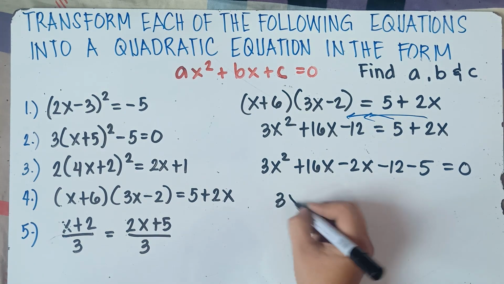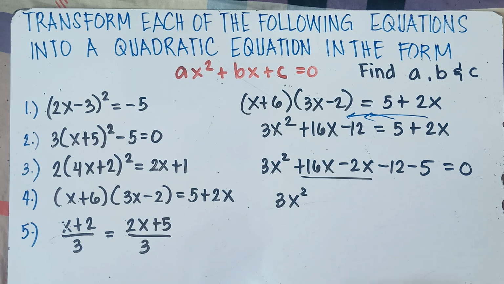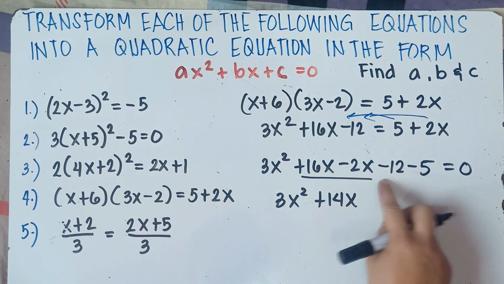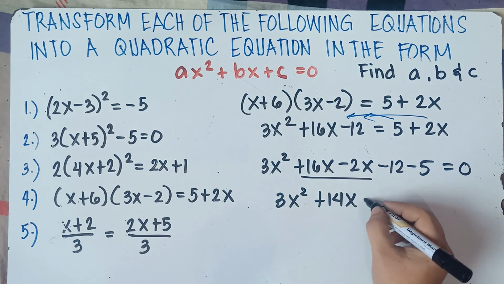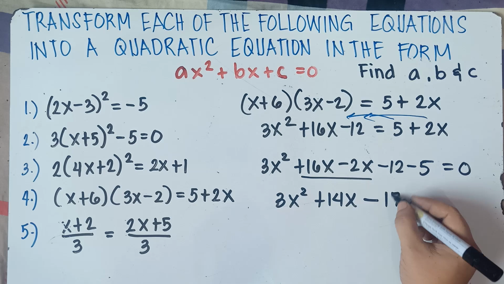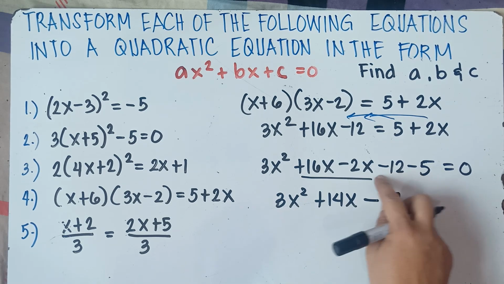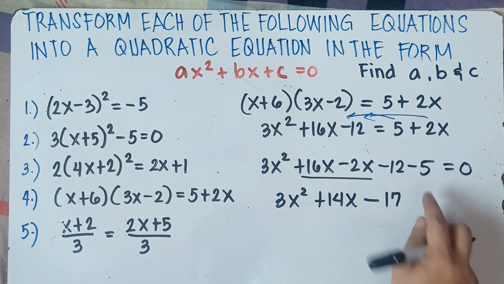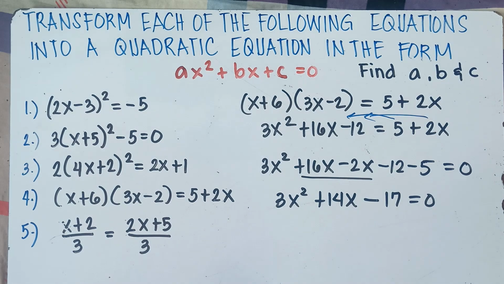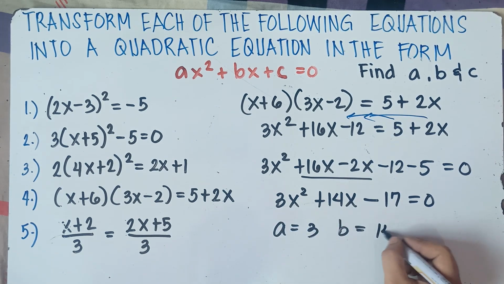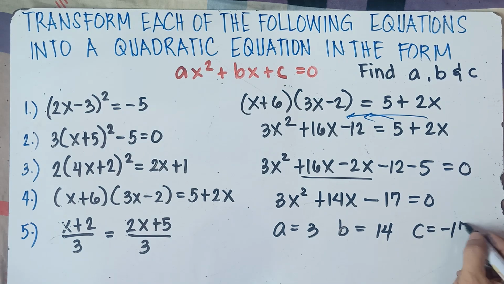Alright, so this will be 3x squared. We combine this one. 16 minus 2, that's positive 14x. Once again, if you both have negatives, simply copy the negative sign. And then you will add the numbers. 12 plus 5, that's 17. Do not forget about that one, class. Equals 0. So check, can we reduce? Nope, we cannot reduce. So our A is 3. Our B is 14. And our C is negative 17.